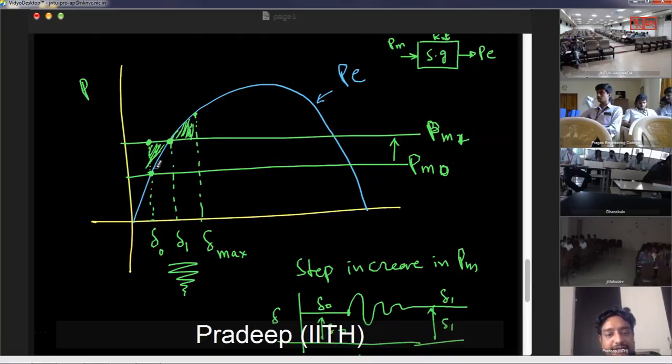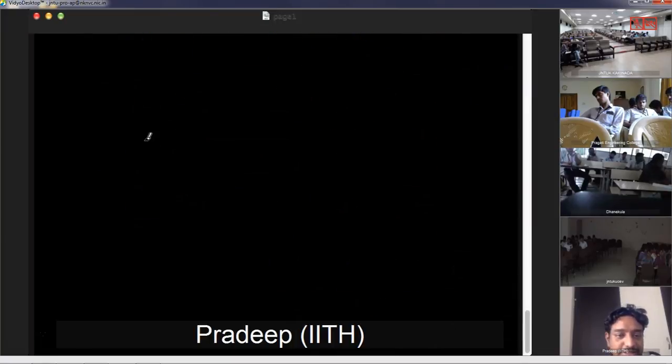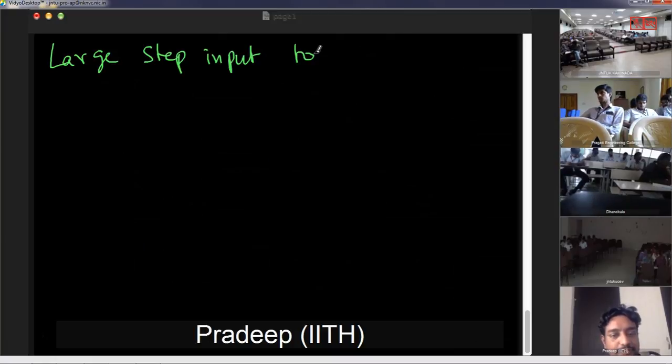Now the question is, here I am only considering a very small variation in the power. What if it is a very large variation? So if there is a very large variation, then there will be a problem of stability. Or otherwise let's derive the condition, whether the machine will be stable or not. Or maybe I'll just quickly explain here with a large disturbance, a large step input to the generator, synchronous generator.